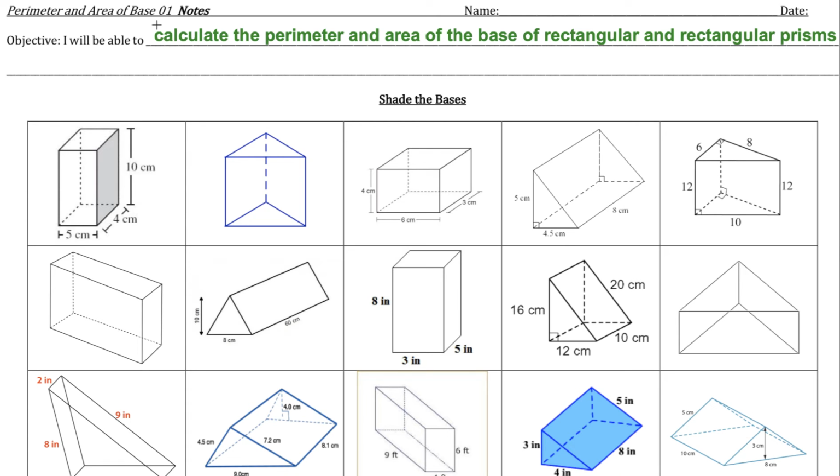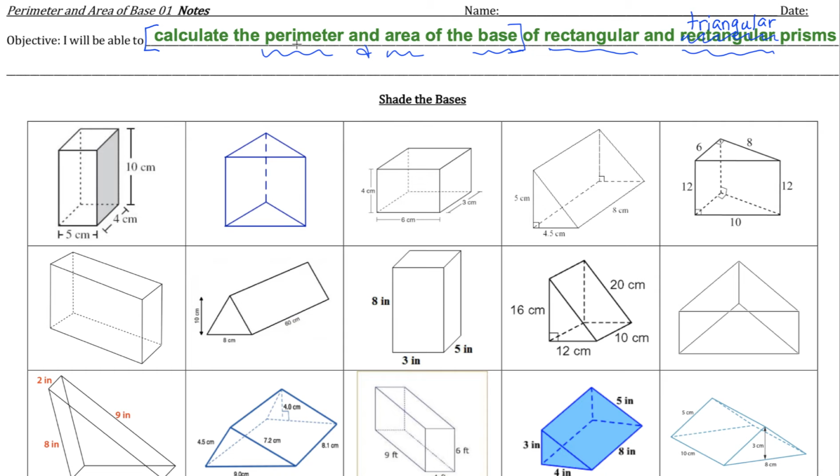All right, so in this lesson, we are going to calculate the perimeter and area of the base. Rectangular and triangular prisms. This should be triangular. Maybe I could make that a little bit nicer. It looks like triangular. There we go. I'm not sure that's much better, to be honest, but that's what we got.